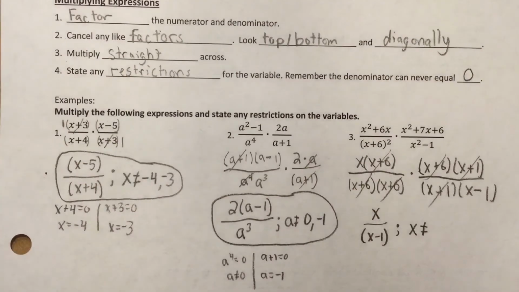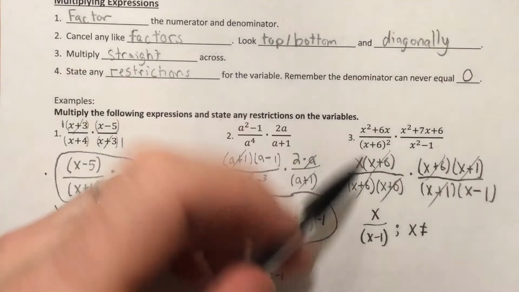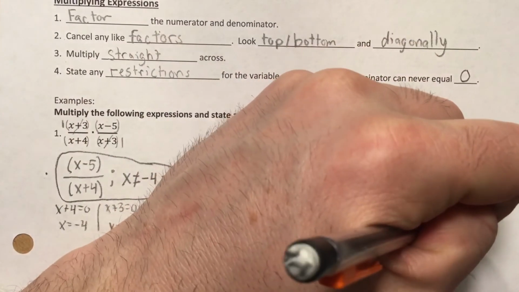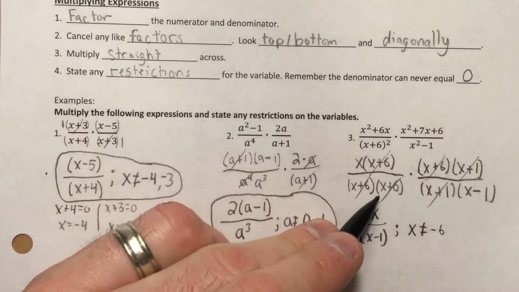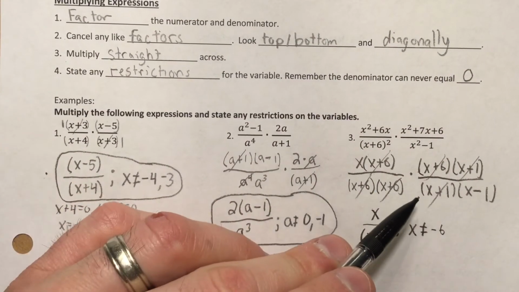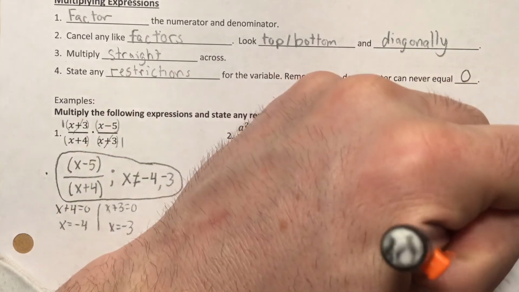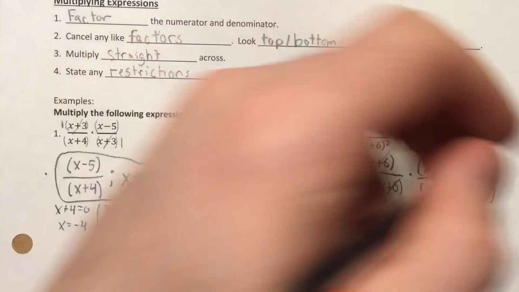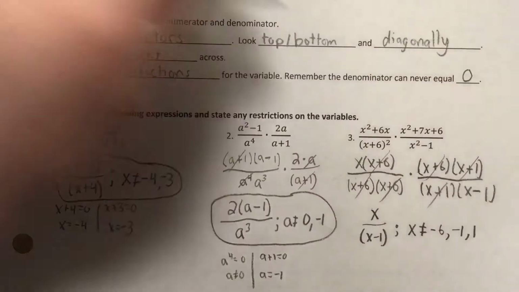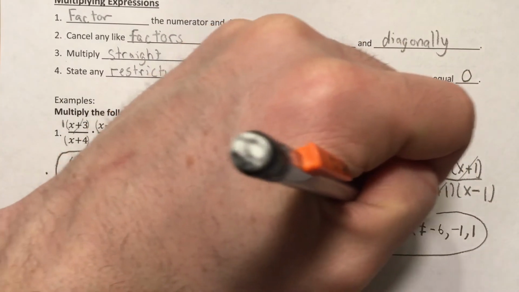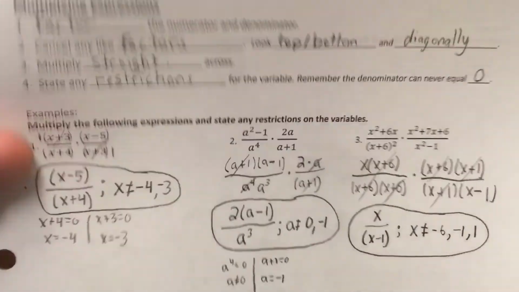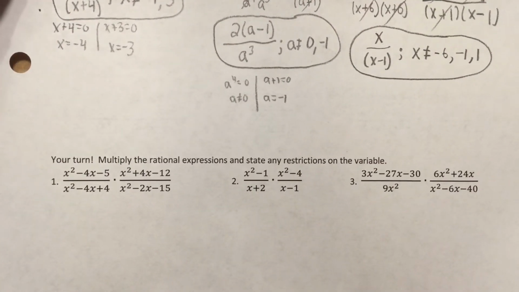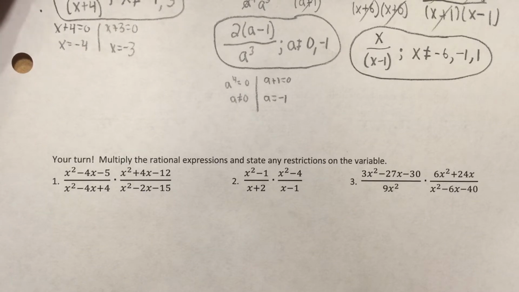All right, then I state my restrictions. So x plus 6, if I set that equal to 0, x can equal negative 6. That's the same factor, so I don't have to do it again. If I set x plus 1 equal to 0, I would say x cannot equal negative 1. If I said x minus 1 equals 0, x cannot equal positive 1. All right, I want you to try those 3 on your own. Remember to factor first.